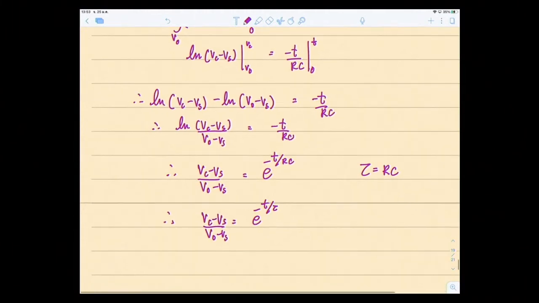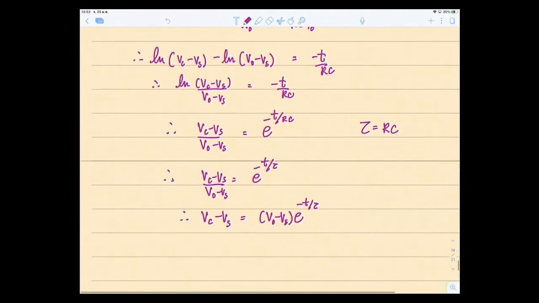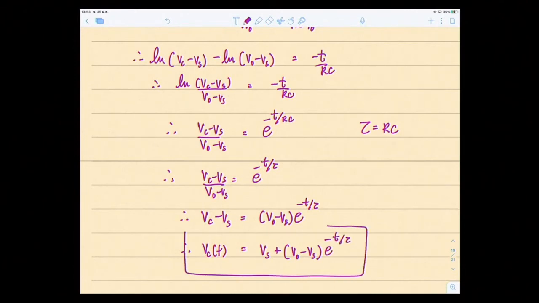Okay, so therefore vc minus vs is equal to v naught minus vs, e to the minus t over tau. And so therefore vc of t would be equal to vs plus v naught minus vs e to the minus t over tau. So therefore you get your answer. Okay, this is for t greater than 0.